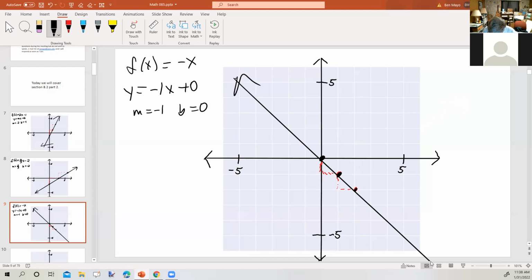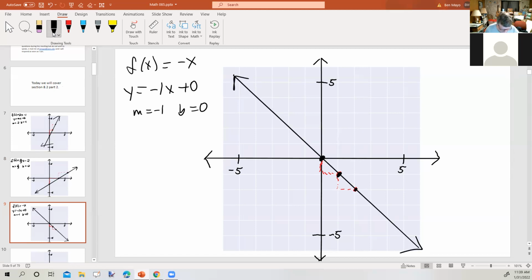Oops, didn't quite get it on the line there. I guess I can erase that and do it over. Let's try that, see if I can get a better job there. Okay. There we go. All right, there's the graph of f of x equals -x. Again, any questions on that one?